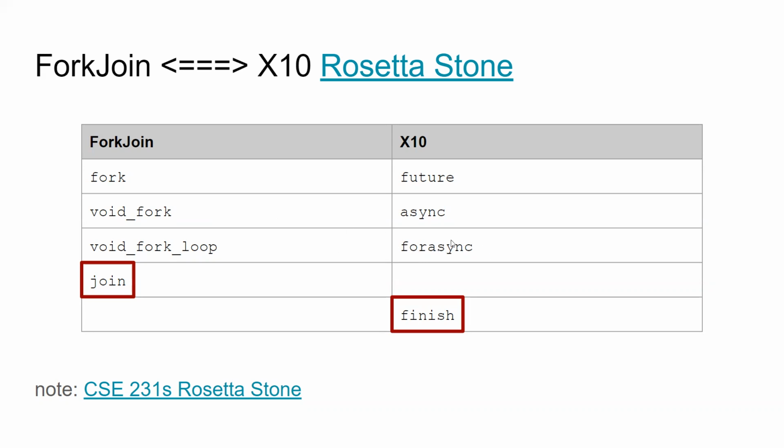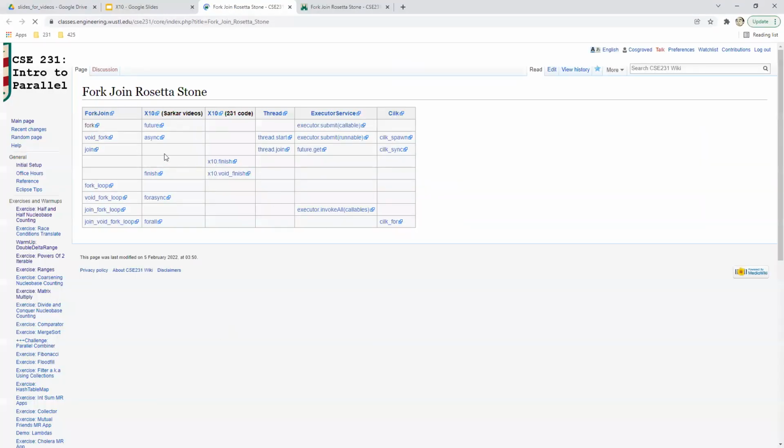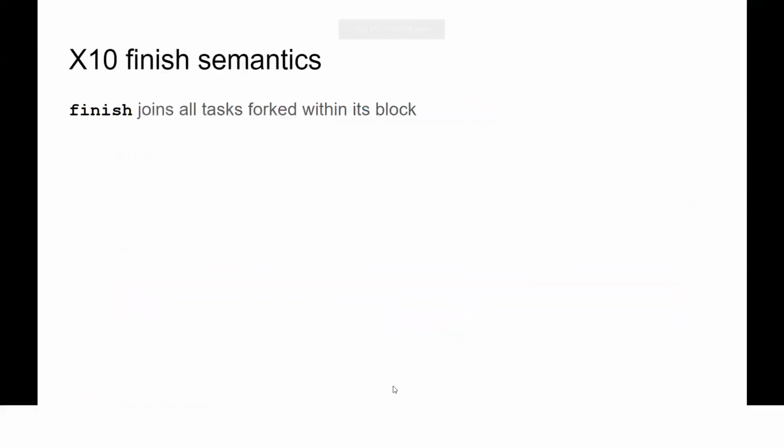There was a lot of emphasis on async and for async, things that don't return anything. We'll talk about that in a minute. Whereas we have join, they had this construct called finish. And there's a more complete version of this Rosetta Stone between fork join, X10, threads, executor services, and Cilk on our wiki, just for you to check out.